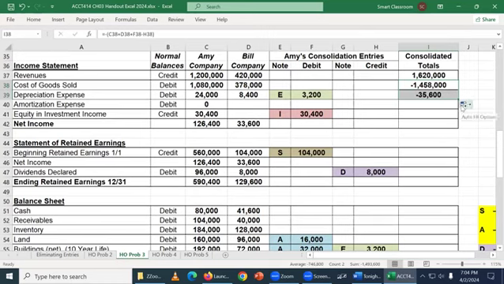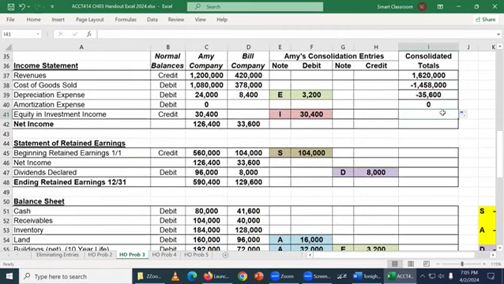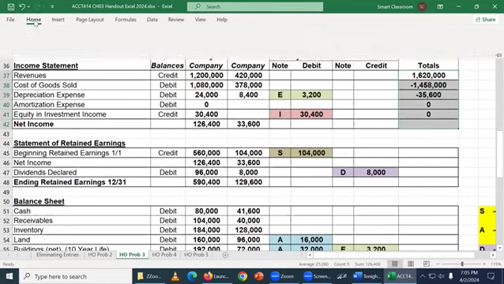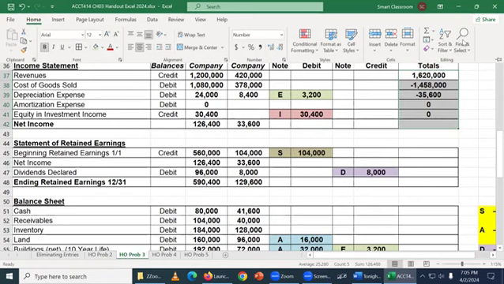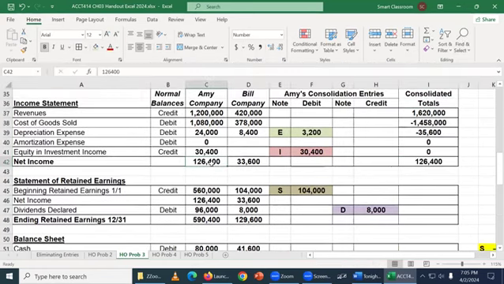Yeah, I think so. This one, we're at a credit balance, so we're going to subtract it with a debit. And this should come out to the 126,400. And it does.